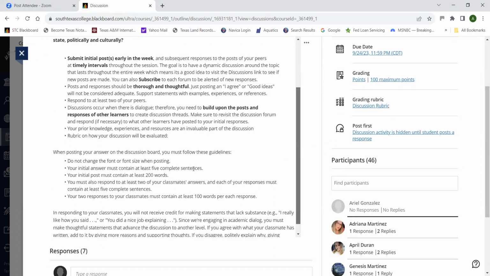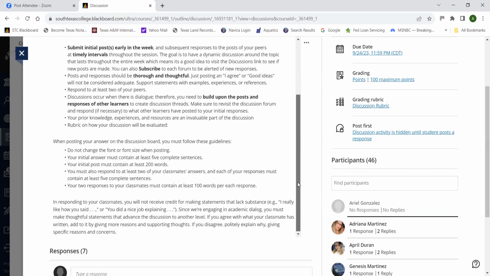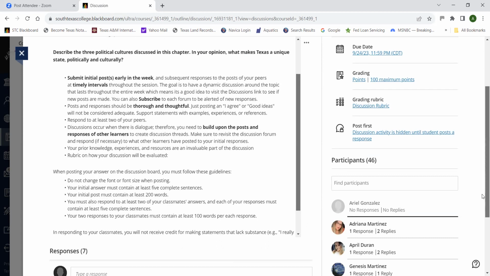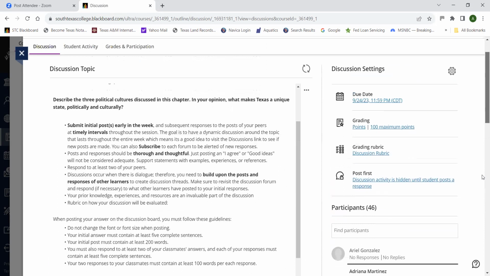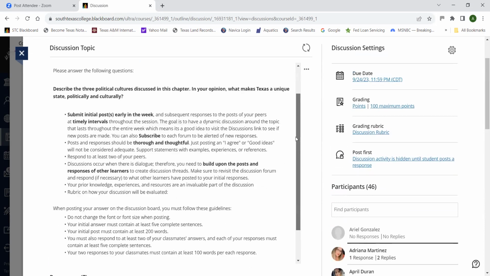And again, down here, this gives more of the details, and I think we're seeing some posts already. So I think there have been some posts made.